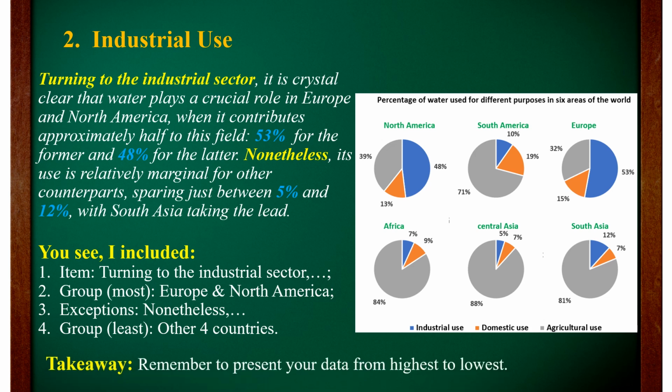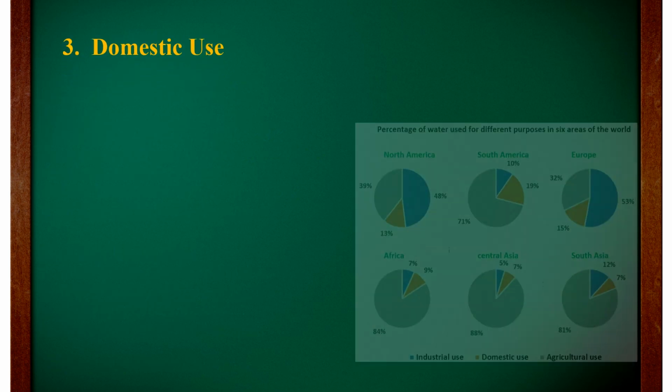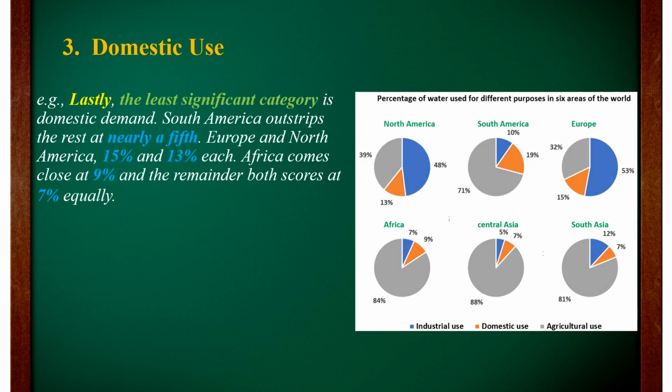One key takeaway in this section is to remember to present your data from the highest to the lowest. Moving on to the third main feature, it is the domestic use. As this is the least significant sector in the chart, it is important to keep signalizing the reader that they are now reading the final and least significant category.